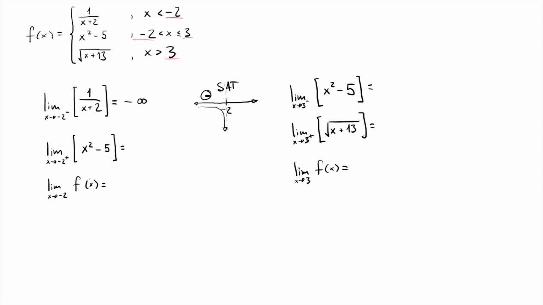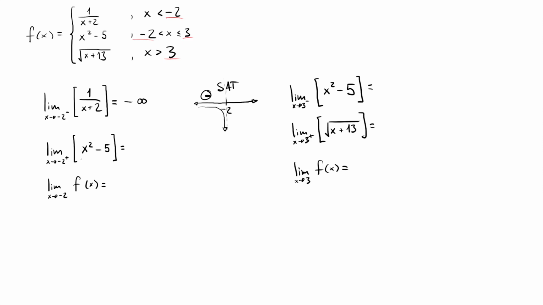Now, let's find the limit as we approach -2 from the right-hand side. Now remember, from the right-hand side, we're not going to do a sign analysis test because it's not defined by the same function that is on the left-hand side of -2. It's not defined by 1 over x plus 2. It's defined by x squared minus 5. And again, we're going to go through this process as if we're finding a general limit. So we don't even care that it's from the right-hand side. We're just going to substitute in -2.